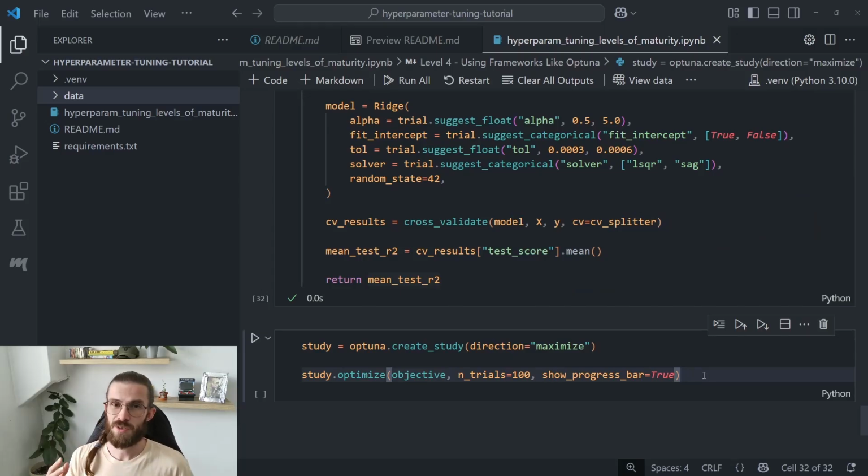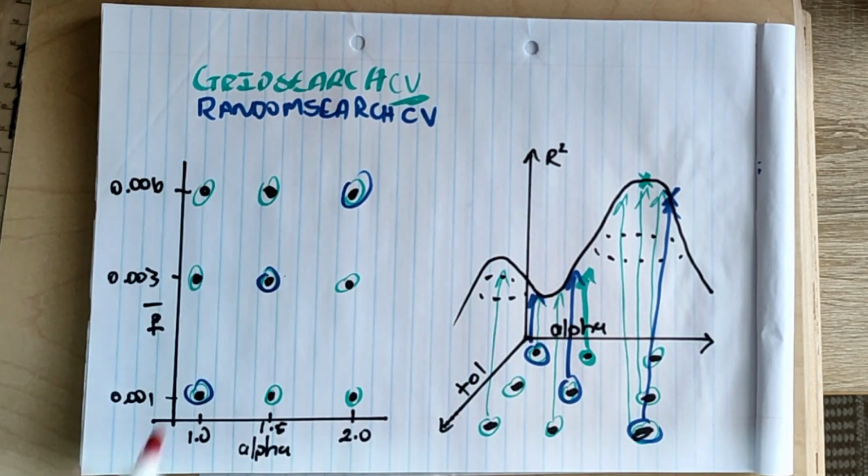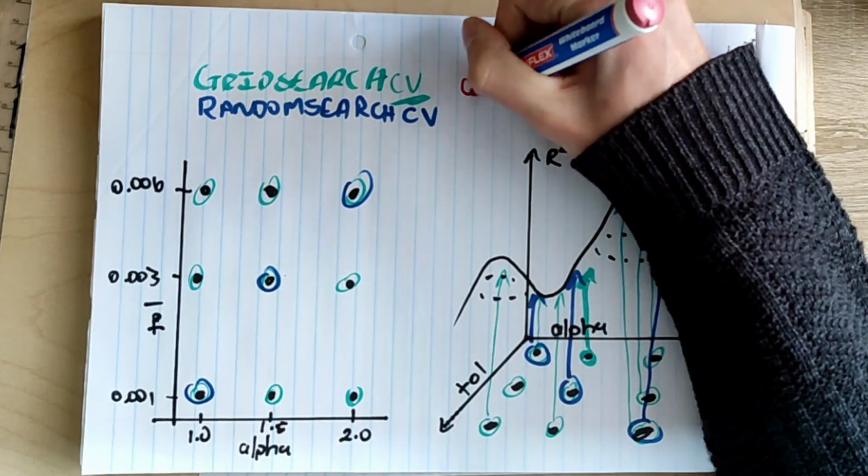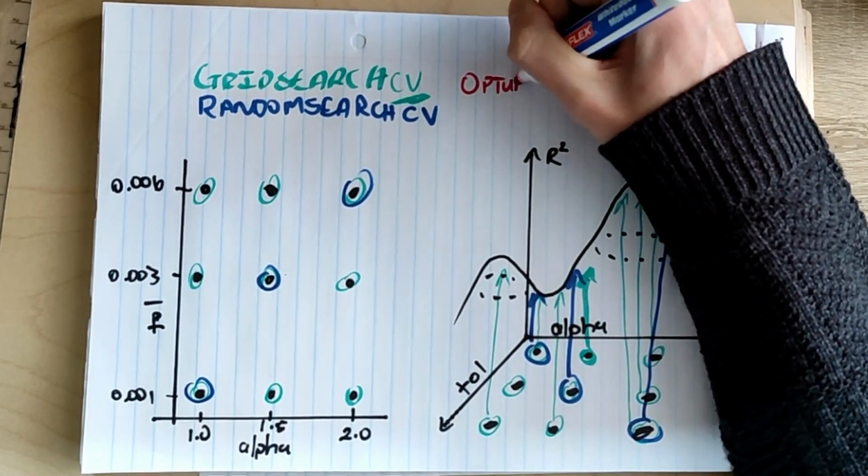Now, before I hit run on this, I want to show you visually how Optuna is going to search for the best parameters to give us a maxima in the R squared value. Okay, coming back to our drawing over here, where we were mapping out how grid search and random search work, I also want to talk about how Optuna works, and effectively how any optimization algorithm works for this kind of problem.